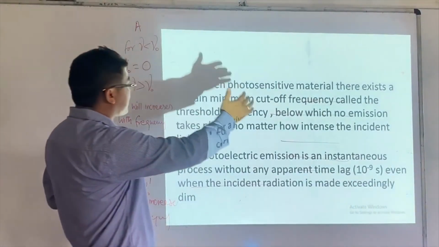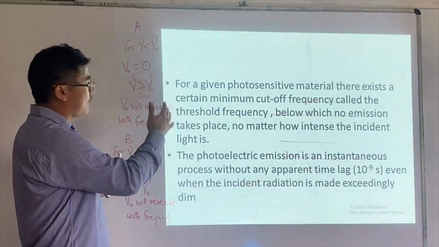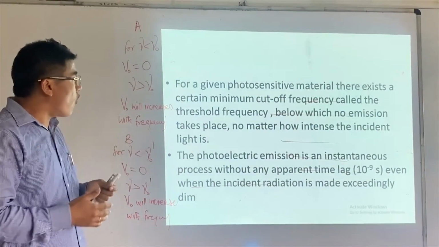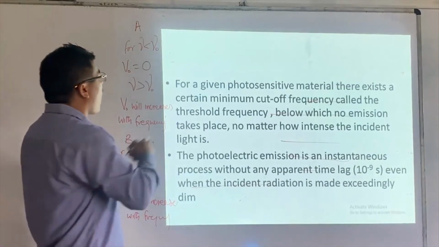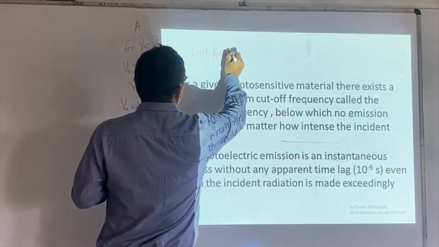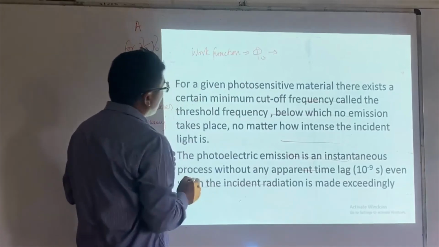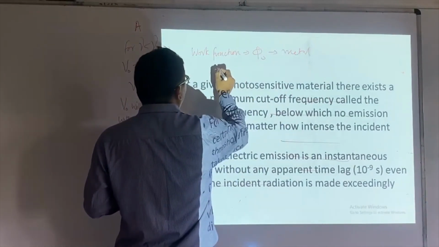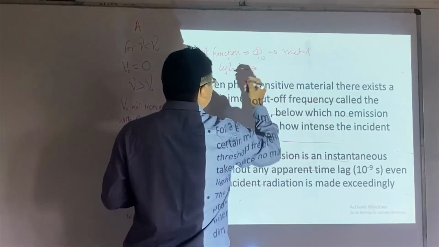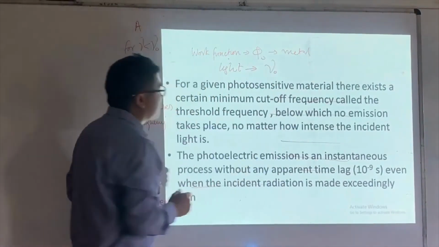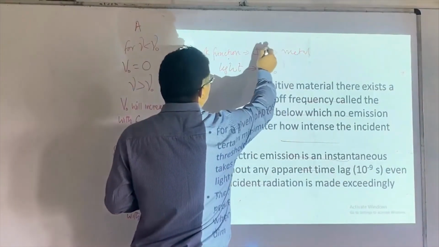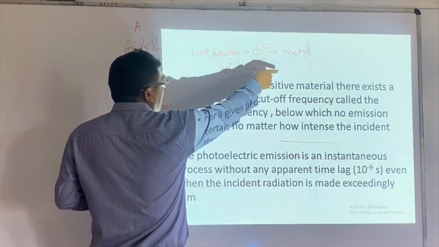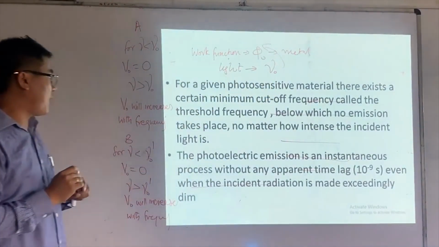And then for a given photosensitive material, there exists a certain minimum cutoff frequency called the threshold frequency, below which no emission takes place, no matter how intense. That means graph number 4, right? So that means we talk about the work function for metals, and the energy supply is given by light. And that light we will figure out in terms of threshold frequency. So threshold frequency corresponds to work function, right? If a light has this much threshold frequency, then it would have to supply this much work function. So that's the point, right? No matter how intense.